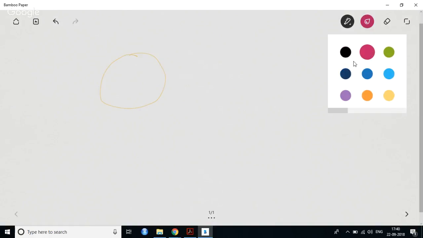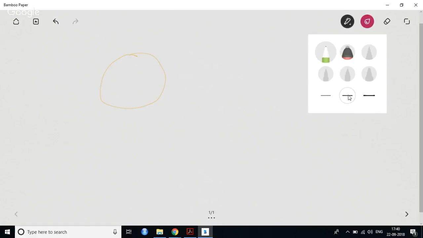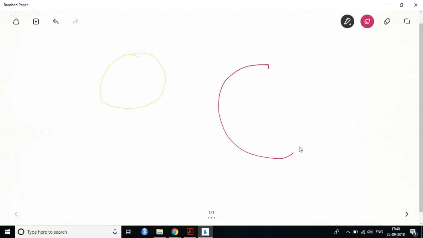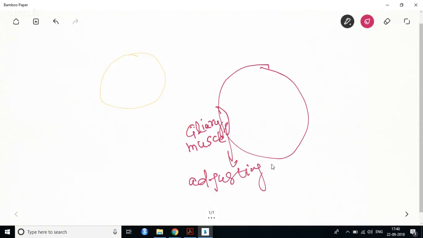So if I make something like this and you have the human eye, what happens is that you have the ciliary muscle here, and this ciliary muscle is known for adjusting the focal length, so that your image can always be formed at the retina.